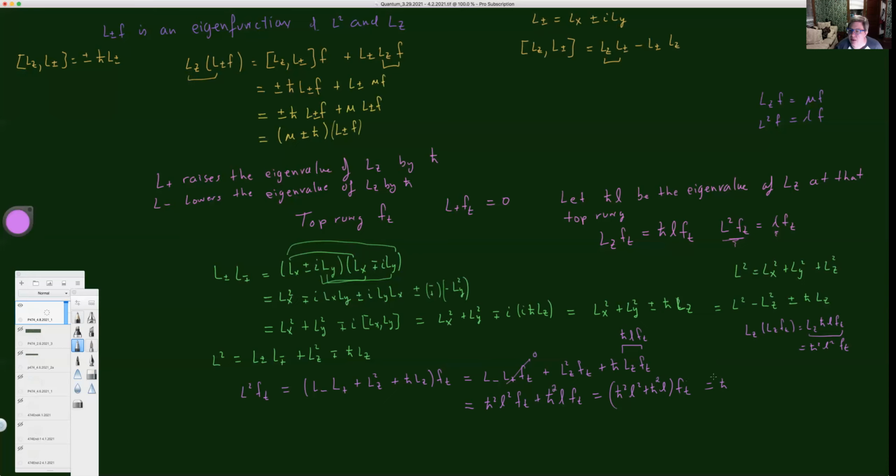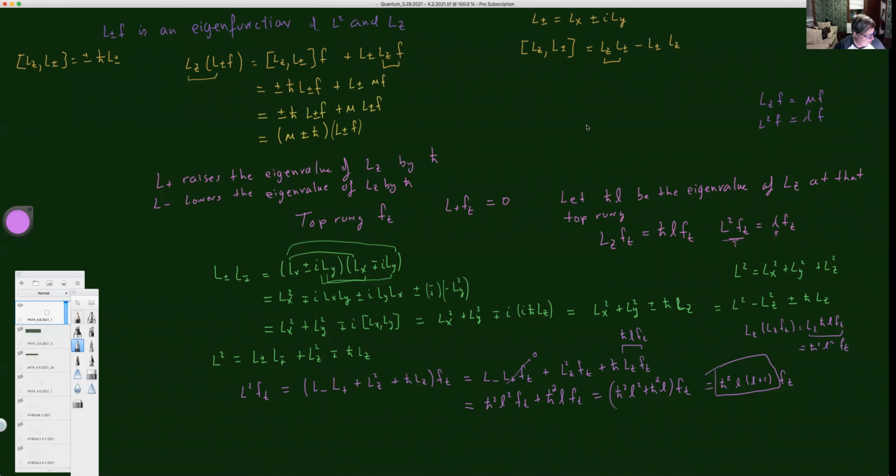There we go. Okay, so we're going to have h bar squared l, oops, let me erase that. Sorry about that. So we're going to have l and then l plus 1. That's a little different formula, but this comes out to the same thing. And this now is lambda, right? So this is what happens at the very top for the very top function.